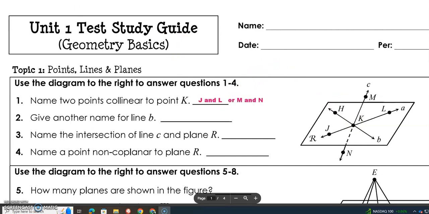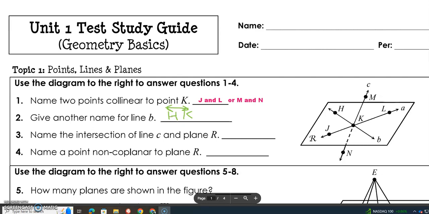So now let's move on to question 2. Give another name for line B. So we have here line B, which has 2 points that are named on it. So there's really only one way that we can name this other than to say that it is line B, and that is to say that it is line, and you do have to put the symbol above it, line, and then we would say HK. Line HK. If you don't have the symbol above those capital letters, then you are not naming it correctly.